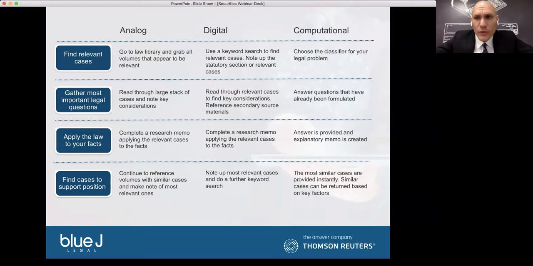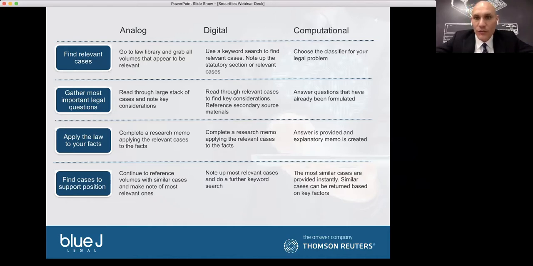Okay, so there are different ways that you might think about the legal research path that individuals go through. In the old analog world, to find relevant cases, you'd have to go to the law library, grab physical volumes that appear to be relevant. Maybe there'd be manual indices of subsequent citations of those cases, and you go there and you can find the subsequent cases that cite to those earlier cases. A hard copy noting up process. Using digital, that became a lot faster. You could use a keyword search to find relevant cases, and then you could automatically note up the statutory section or relevant cases that you're working with, and it'll automatically present you with all the cases that cited to it.